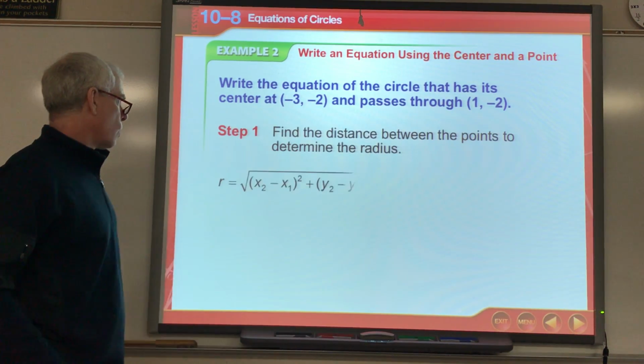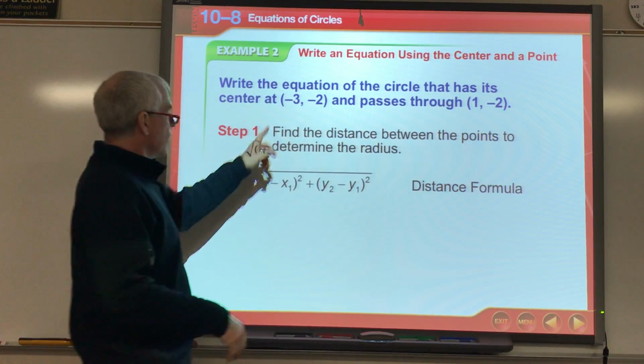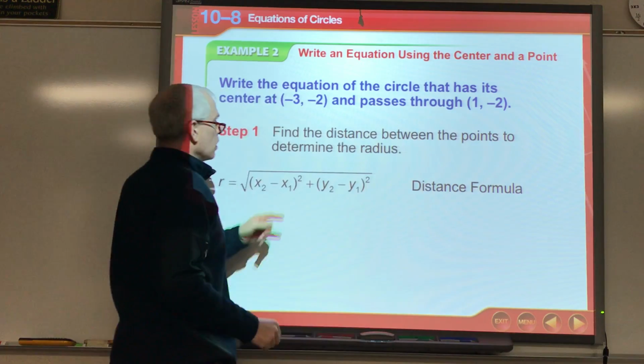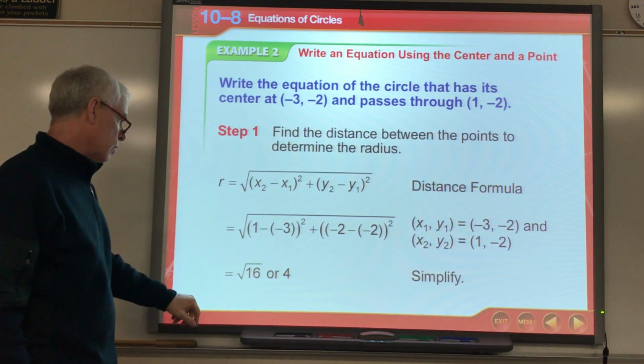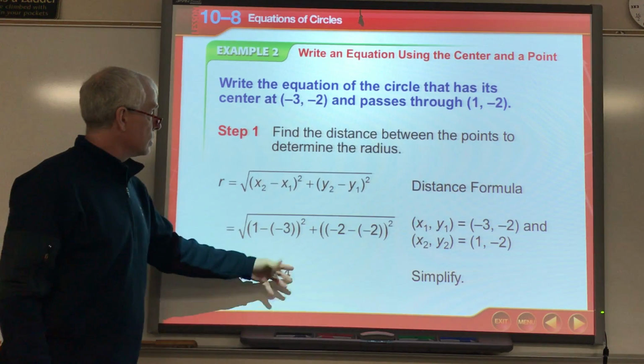Okay? So they use the distance formula, so negative 3 to 1 is 4, and negative 2 to negative 2 is 0. So you're going to get 4 squared plus 0 squared. Square root of 16, so you get 4 units.